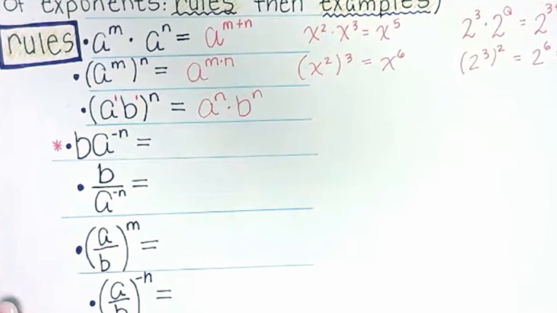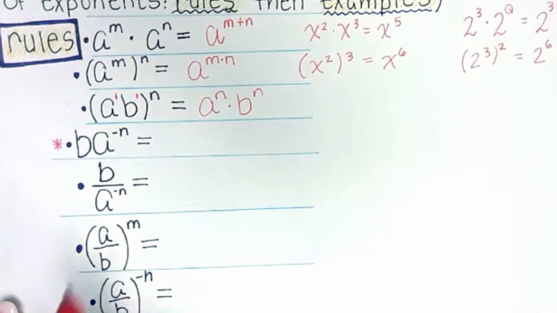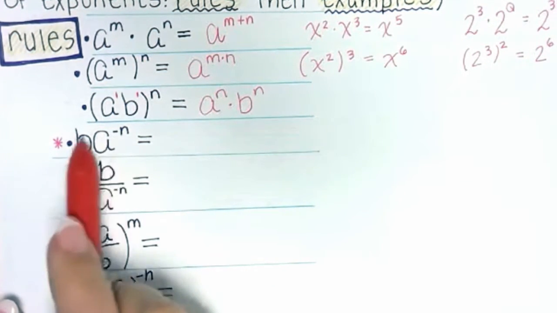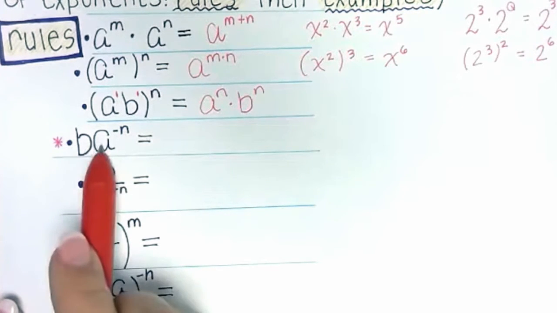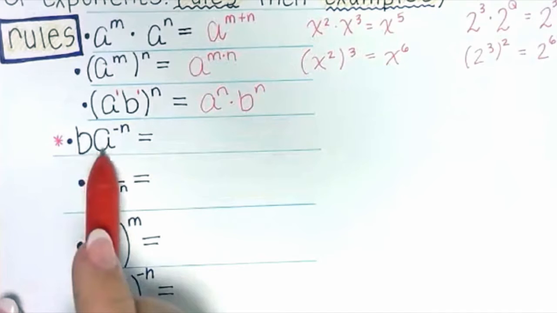The next example is similar in appearance, but it is slightly different. Since I don't have parentheses, the exponent negative n only applies to the a, not the b. B is only to the first power.